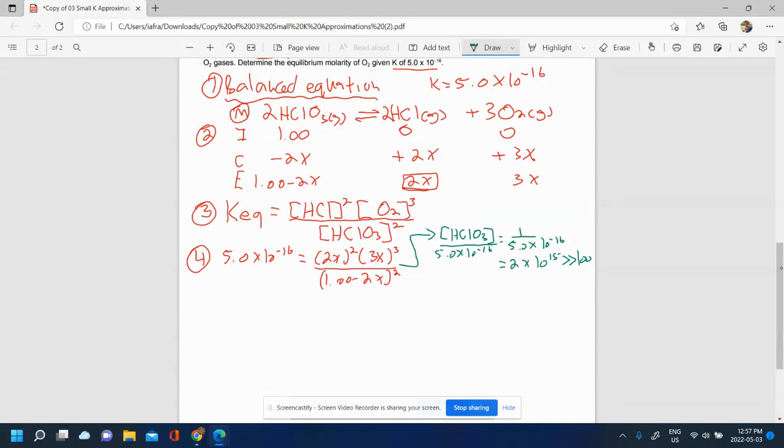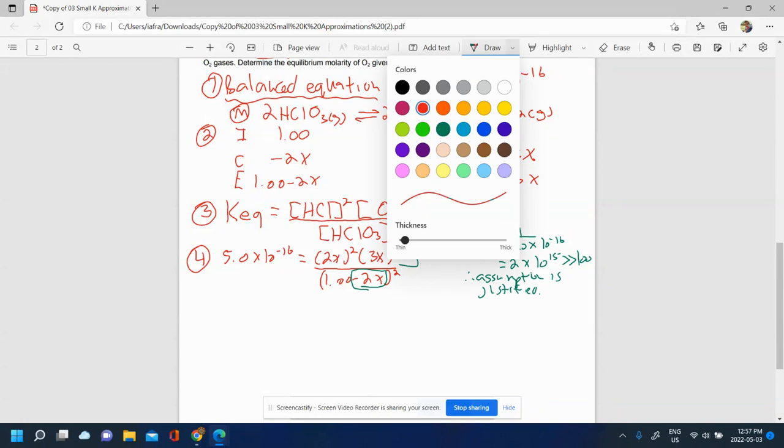Yeah, we can neglect the minus 2x at the bottom there. So therefore, the assumption is justified. So we can remove this piece over here. And that's going to make our lives very easy, right? So let's go ahead and rewrite that with our assumption in place now.